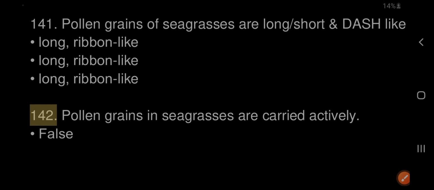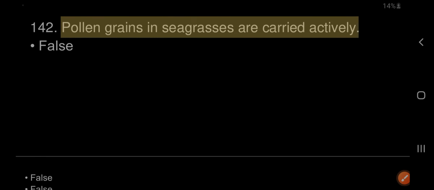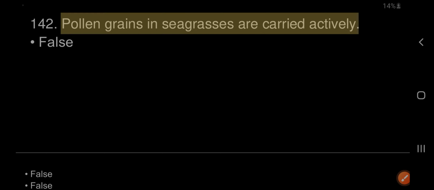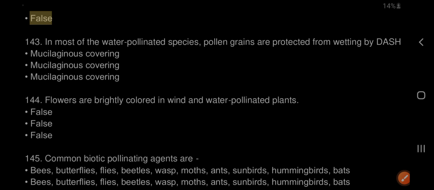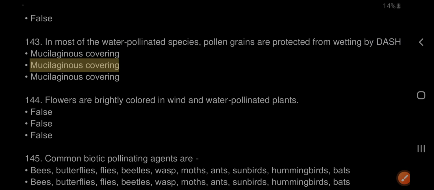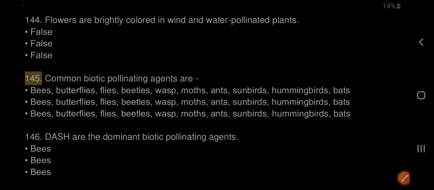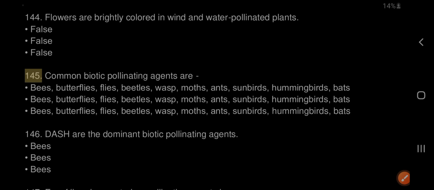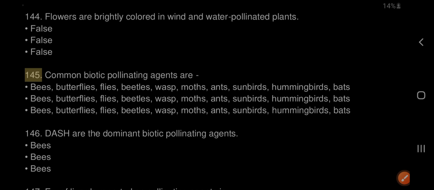142. Pollen grains in seagrasses are carried actively. False. 143. In most water-pollinated species, pollen grains are protected from wetting by a mucilaginous covering. 144. Flowers are brightly colored in wind and water-pollinated plants. False.